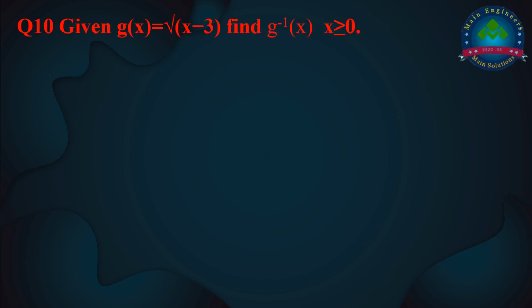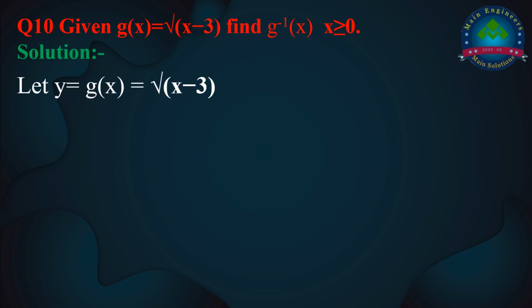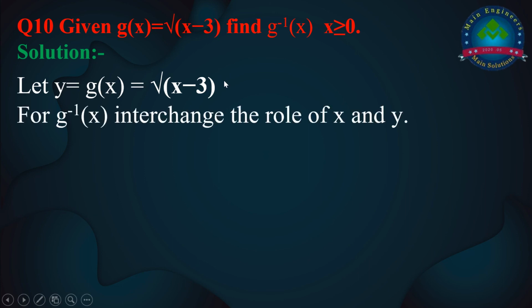So let's solve the next question. So 10th question, we are given g(x) is equal to root over x minus 3, and find the g inverse x, where x is greater than or equal to 0. So let's solve this equation. So first step for finding the inverse is y is equal to g(x) is equal to root over x minus 3. Next step is interchange the position of x and y. So x is equal to root over y minus 3.